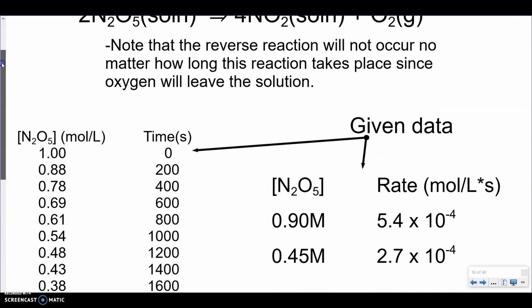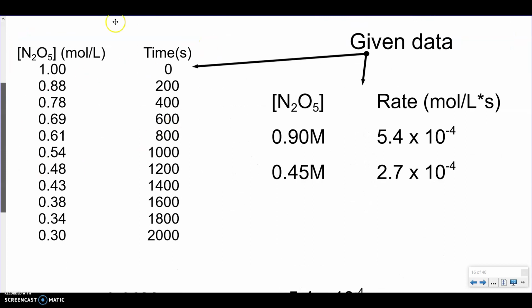So if I look at the different types of data I might be given, this is my reaction. With this type of data, notice I've got concentration and how it's changing versus time. This is integrated data. Over here is differential data, which off to the side should have experiment 1 and experiment 2, and it's just not written. I might start with 0.9 molar and measure my initial rate, and then halve that molarity and see what happens to my rate.